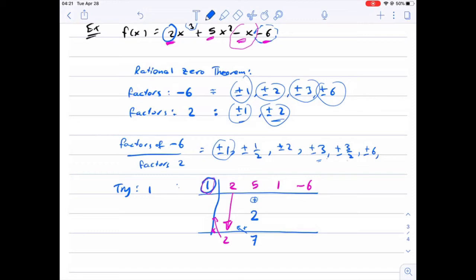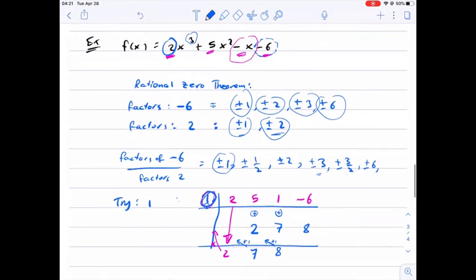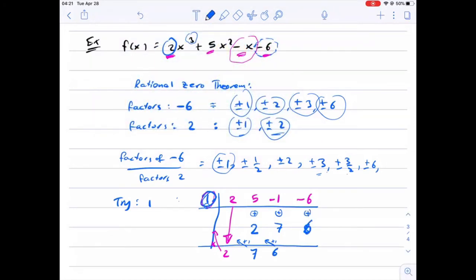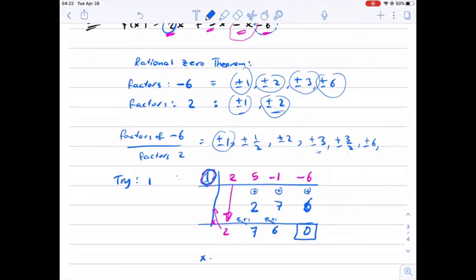We do a similar step. We multiply 7 by 1, which is 7, put it here, and then add it to -1, so we get 6. Then 6 times 1 is 6, plus -6 is 0. If the last number in the table gives 0, that means x minus 1 is a divisor. So x minus 1 is a divisor.